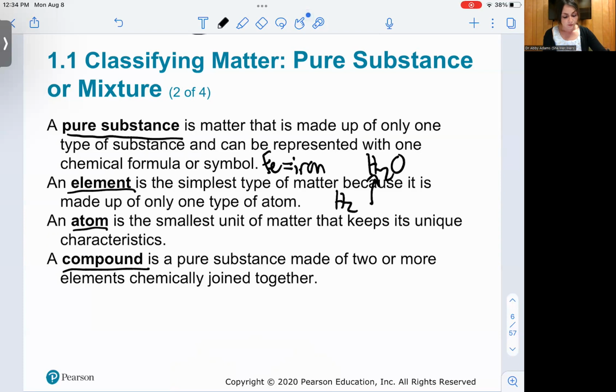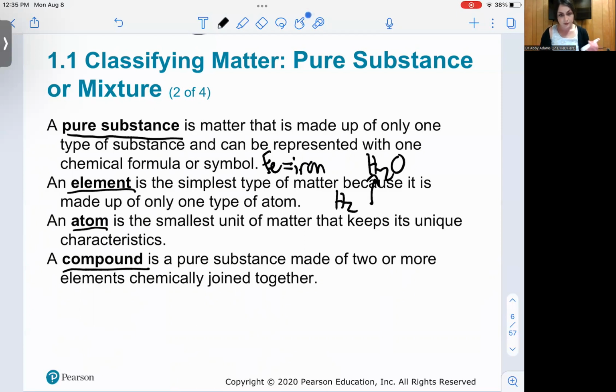An atom is the smallest unit of matter that keeps its unique chemical characteristics. So you can get smaller than that, but you won't keep the unique chemical characteristics. And so an atom is really interesting and very unique. The smallest unit of matter that keeps its unique characteristics.